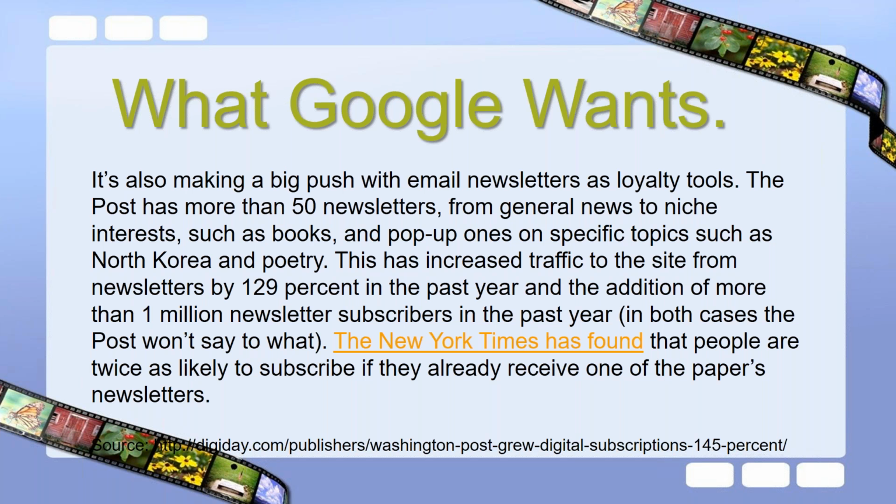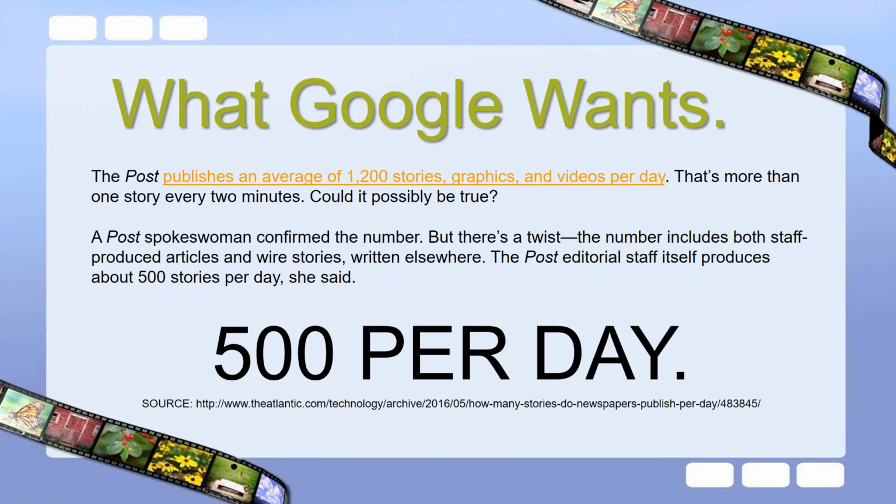The New York Times has found that people are twice as likely to subscribe if they already receive one of the paper's newsletters. So these 9 mega companies now that used to be all print are trying to figure out the magic behind getting more attention and visibility, just like you are, but on a much grander scale. The Washington Post publishes, get this, an average of 1,200 stories, graphics, and videos per day. Per day. That's more than one story every 2 minutes. Can that possibly be true?